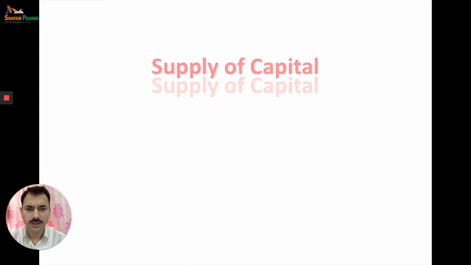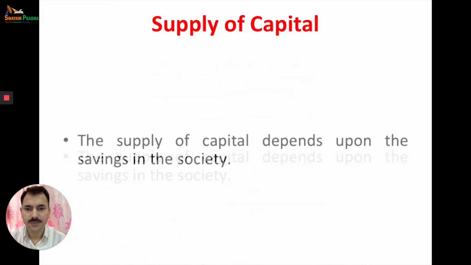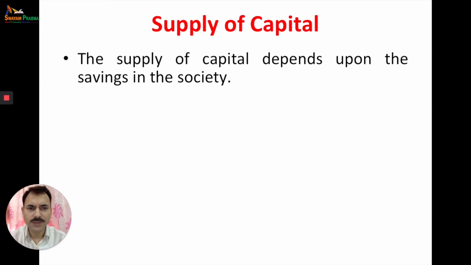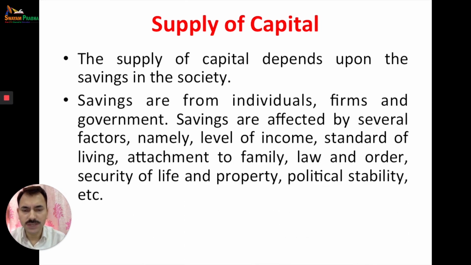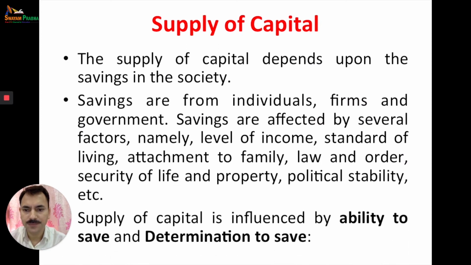The next component is supply of capital. The supply of capital depends upon the saving in the society. Savings are from individuals, firms and government. Savings are basically affected by several factors such as income level, standard of living, attachment to family, law and order situation of a country, security of life and property. Even political stability also affects the supply of capital.